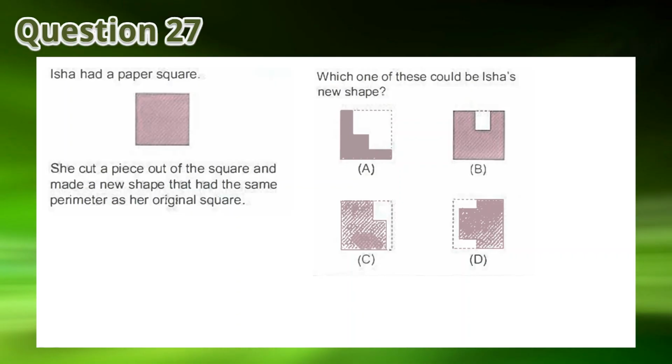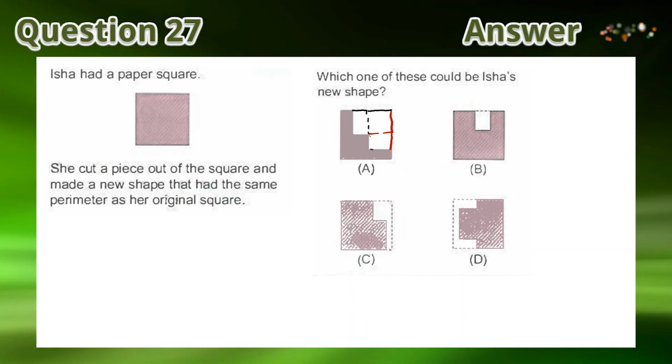We can look at all of these shapes. If you get A and extend all of the smaller pieces, we see that it completes the square without any extra segments. So the answer is A.